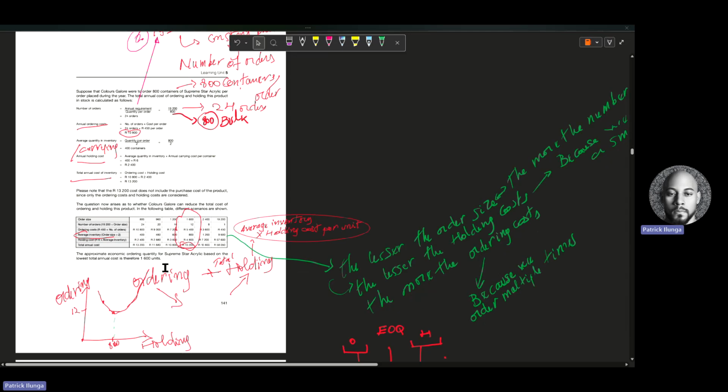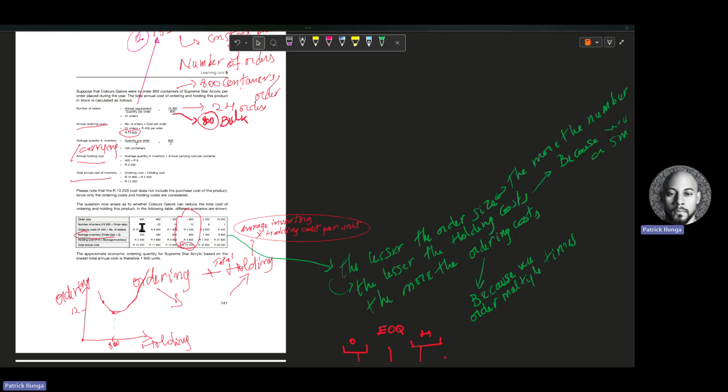So the question now arises as to whether Kalagalore can reduce the total cost that we have for the full year for holding and ordering. Can we reduce it? Can we tweak how many times we order perhaps? Remember, in this one we are doing 24 orders. So they've provided, this is a beautiful thing, a look at the order size, different number of orders, and then we can calculate the total annual cost.